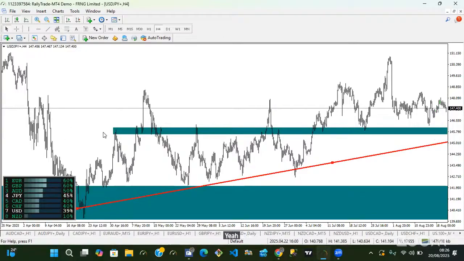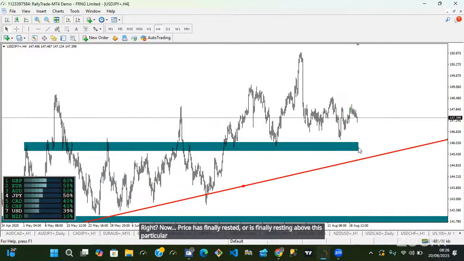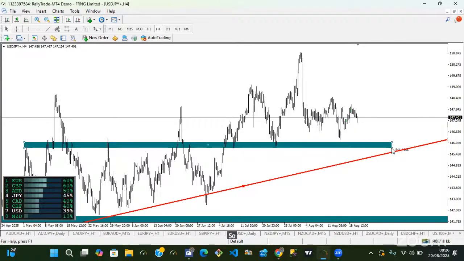Now this high is 1, you did it twice here, 3 times. Now price has finally rested, or is finally resting, above this particular high here. So now this is what I'm talking about.